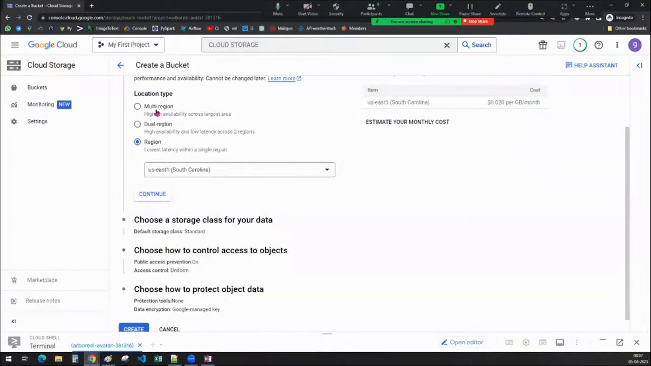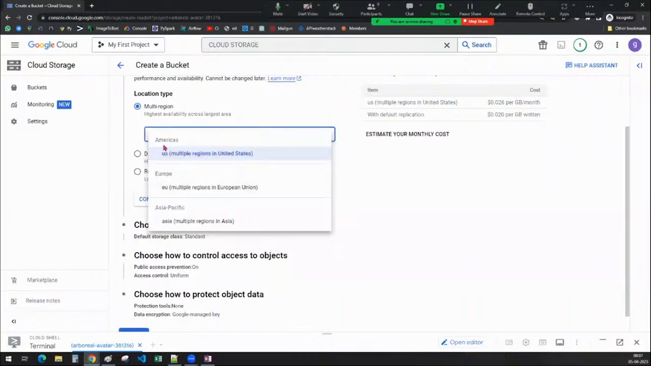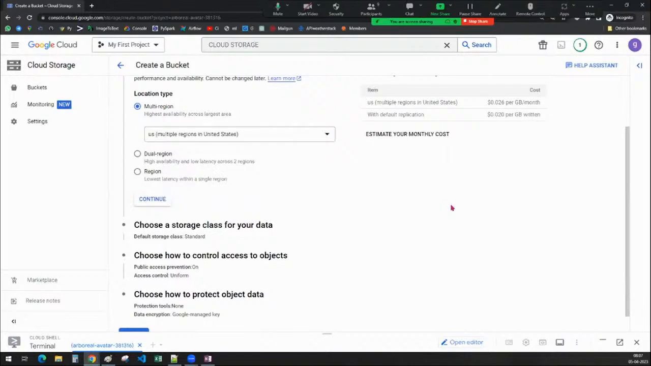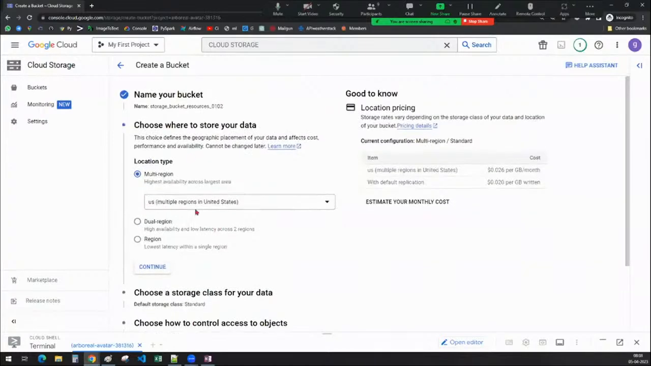As per my business, I don't want to lose the data at any cost, so I will go with the multi-region, and inside that I select Europe or Asia specific or this one. For now, I am going with the US multiple regions. So this is the region I have selected. Inside that US, the data will be replicated to multiple regions. So this is all about the location type.